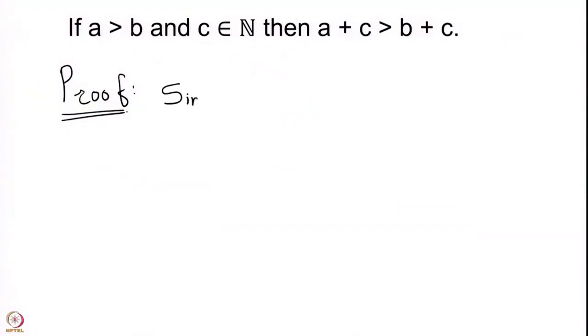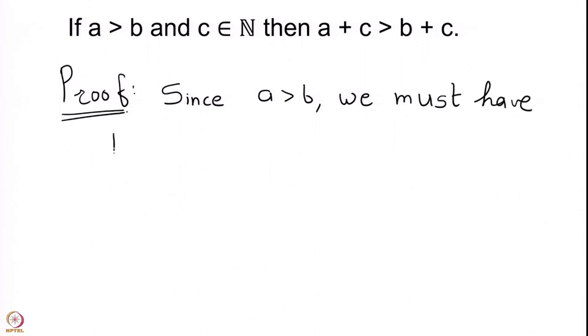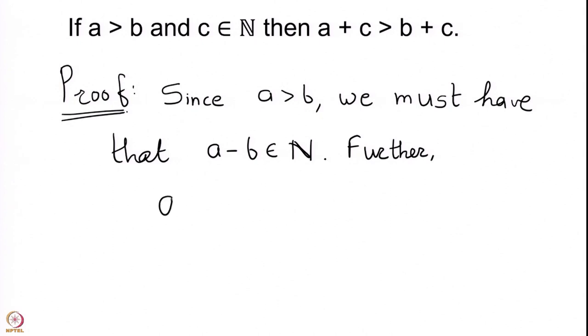So, since A is bigger than B, we must have that our definition of order will tell you that A minus B is in N. If you have A bigger than B, then A minus B should be a natural number. This is our definition of the order. Further, A minus B is same as A plus C minus B plus C.